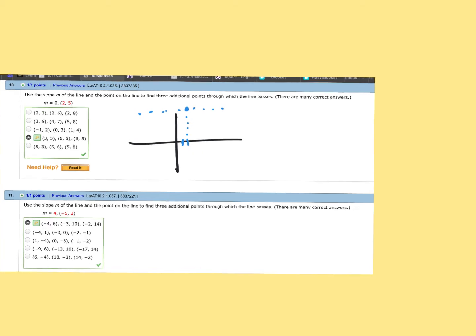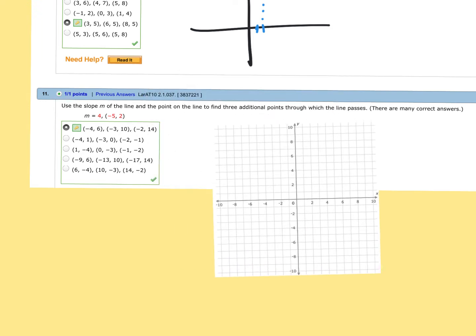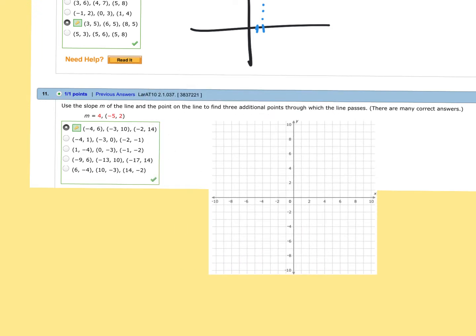For the other one where your slope is 4, I would almost recommend putting this on an actual coordinate grid so that it's easier to spot those points. If not, then you just have to be really careful and pay attention to where you're plotting the points. If you're starting at -5, 2, you're starting here, and then your slope is 4, which means it's 4 over 1. That means your change in y is 4, so up 1, 2, 3, 4, and to the right 1. Or you could reverse that, down 4, and to the left 1.